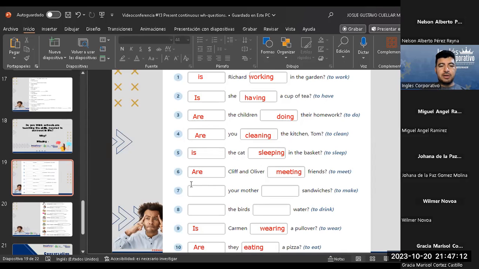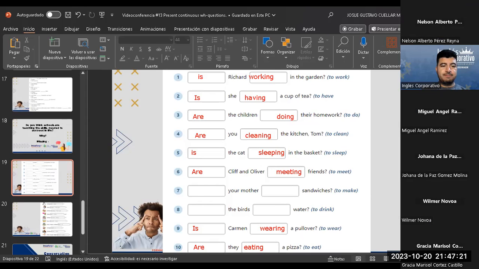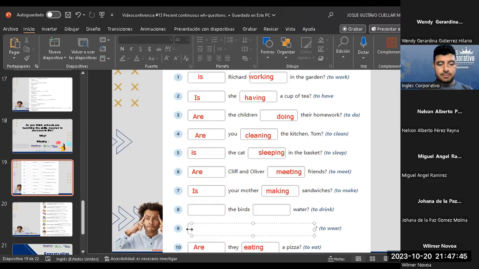Okay, just 7 and 8. Any other? 7. Is your mother making? Yes, siga tu corazón, ok. Ahí está la respuesta. Is your mother making sandwiches? Ok. Birds. Yes, Wendy. Number 8. Are the birds drinking water? Thank you.